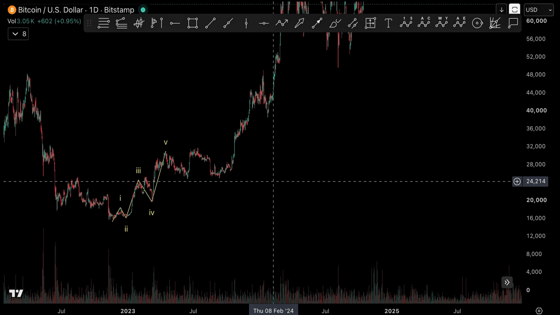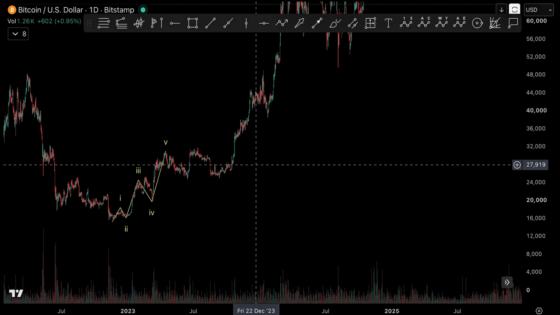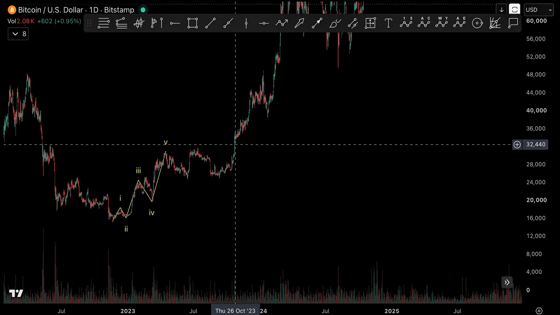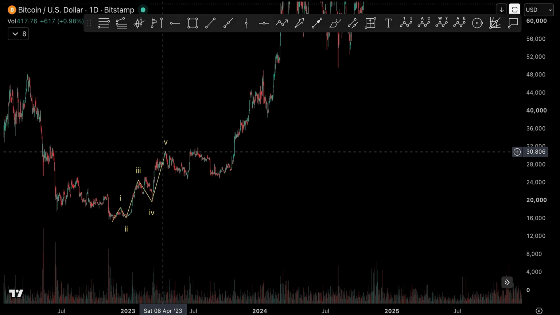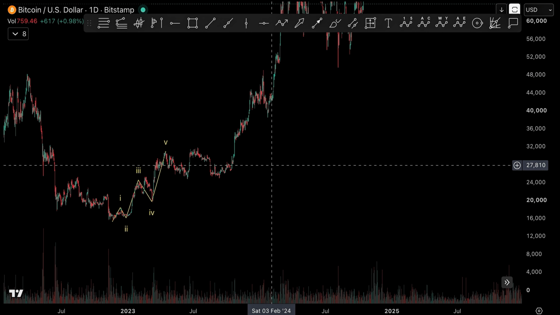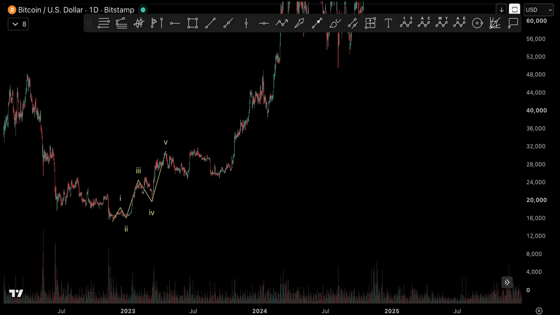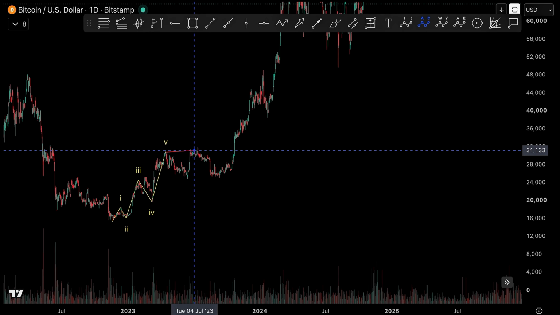And you can see now this structure over here, which is sideways. Which of the corrective structures, which I showed just in the beginning of the video, do you think this sideways correction over here is? This is an extended flat ABC. So this is the beginning, and you can see this is slightly higher than this high, right? So this is already extended.